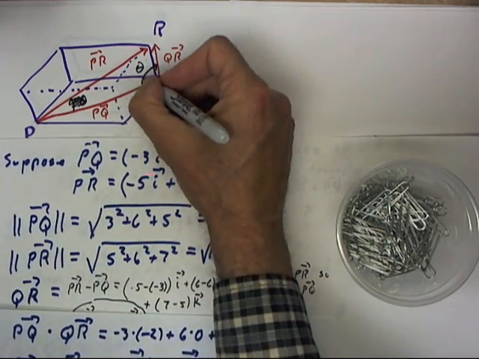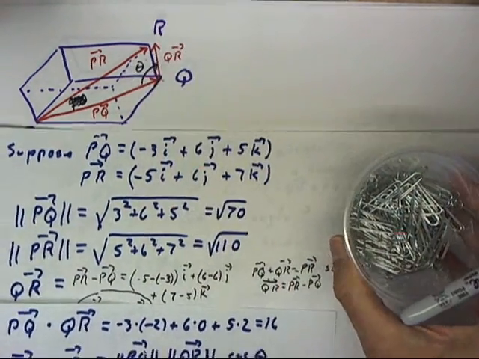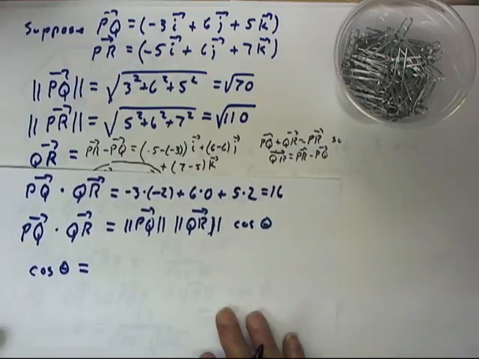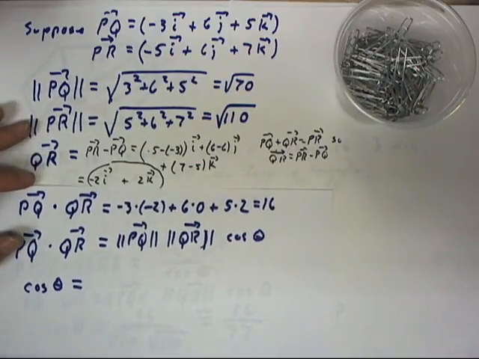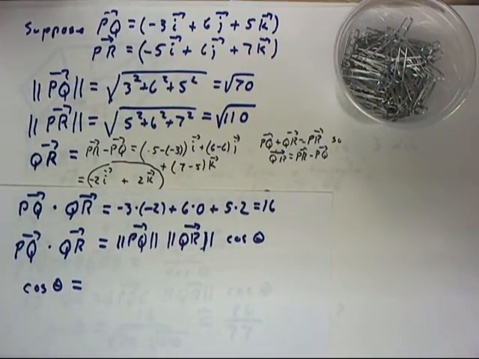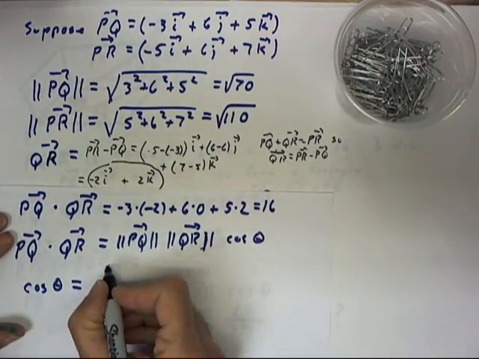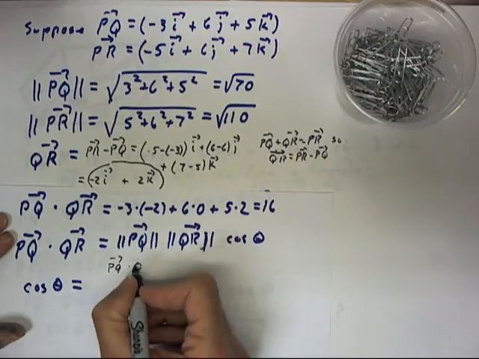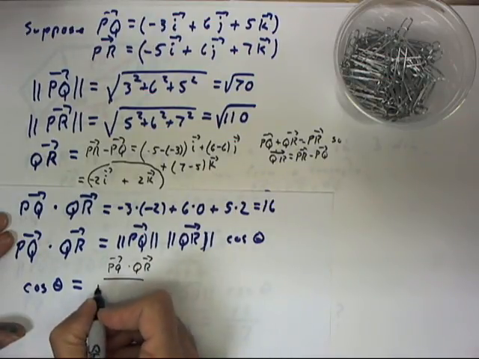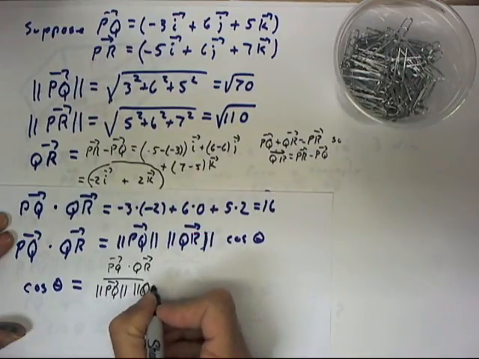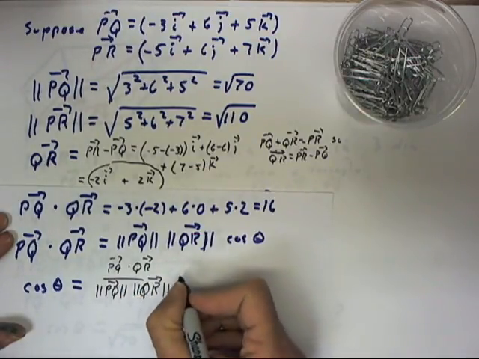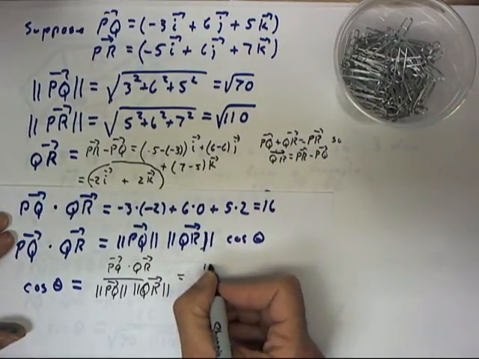Now, this angle looks like it's fairly close to a right angle, which means that we would expect the cosine to be fairly small. Cosine of a right angle is 0. Let's see what we get. The cosine of theta would be PQ dot QR divided by the magnitude of PQ multiplied by the magnitude of QR, which in this case is 16.